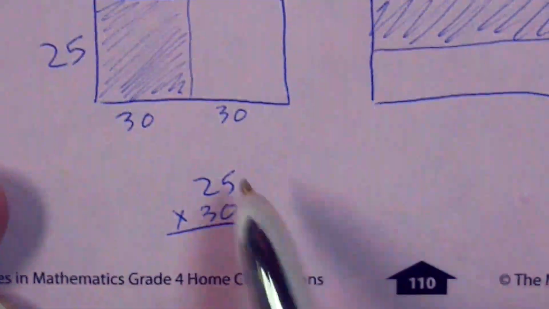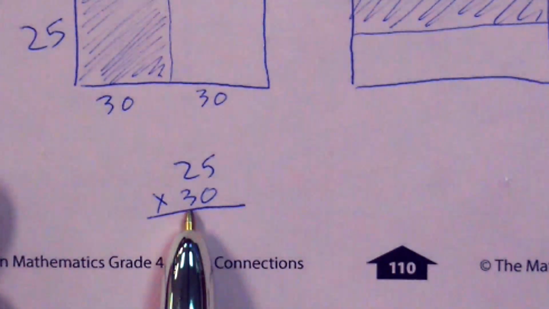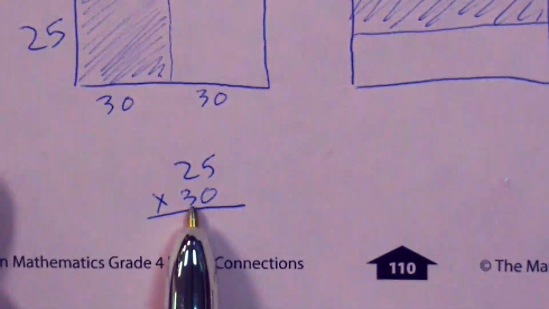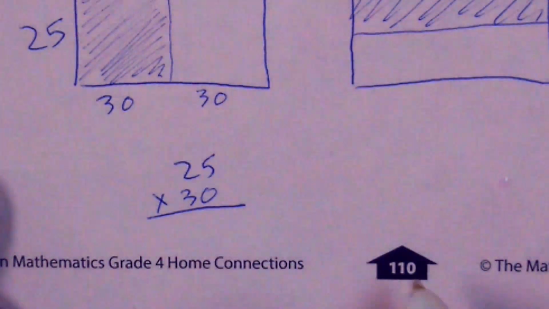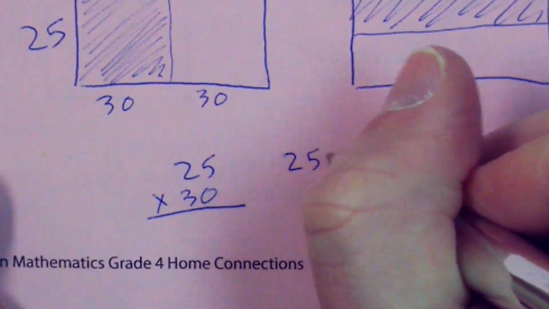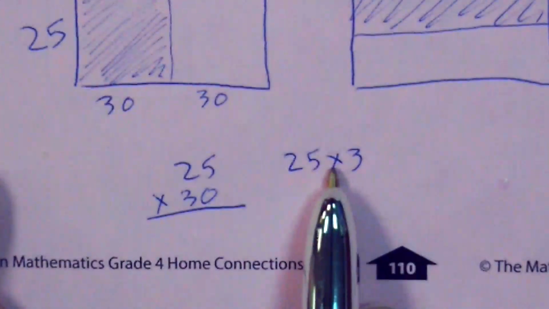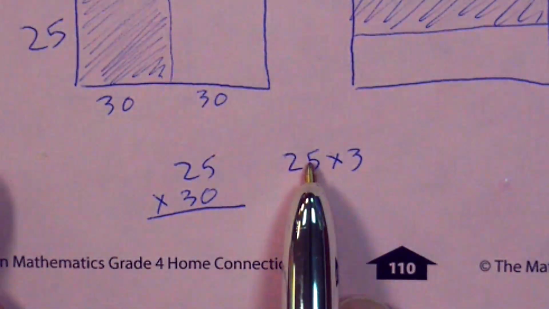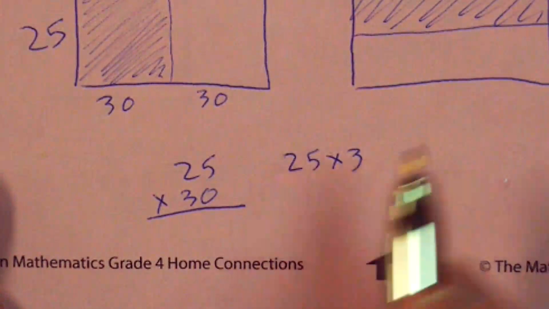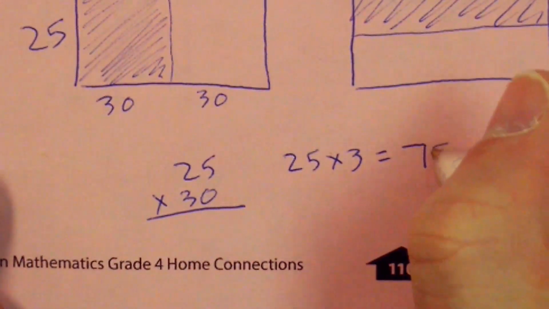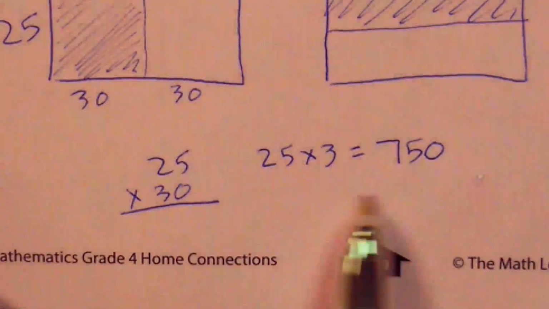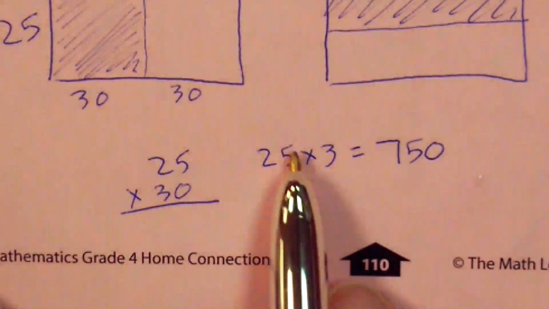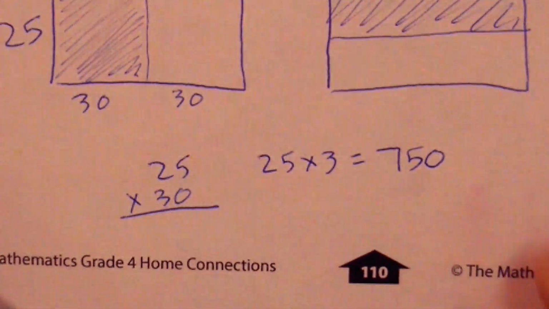Okay? And you can do a couple things. Standard algorithm does work. It'll always work. But you could also do yourself a favor and get rid of this 0. Okay? And you could think to yourself, 25 times 3. Okay? We know that 25 and 25 is 50. Add another 25, and that's 75. And then you can put your 0 back on. Don't forget, if you get rid of a 0, to make the math easier, make sure you put it back on when you're done. Okay?